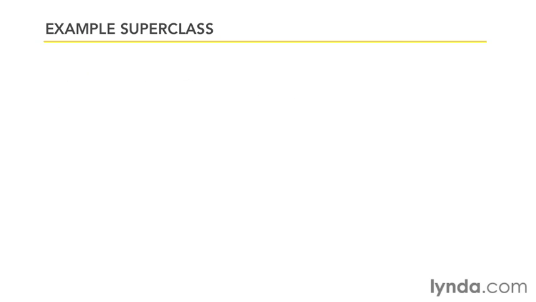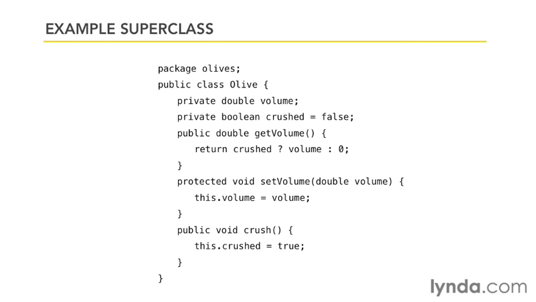Let's take a look at code of a sample superclass. This might be the class Olive. The class Olive might have a couple of fields or data values. I've declared a double value called volume, and a Boolean value called crushed, which is initially set to false. I have a method called getVolume, and the logic of that method says, if the value crushed is true, then return the volume, and otherwise return 0. This is using the ternary operator, a shortened conditional syntax.